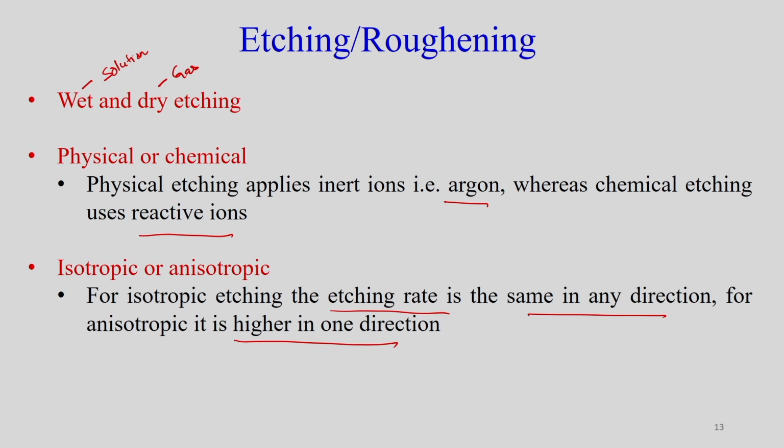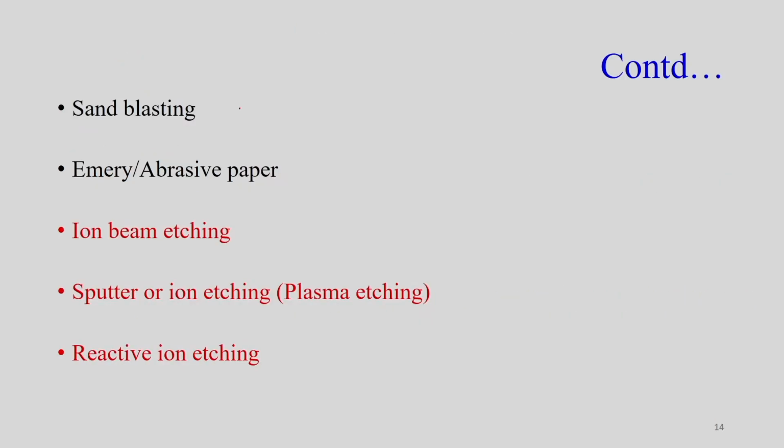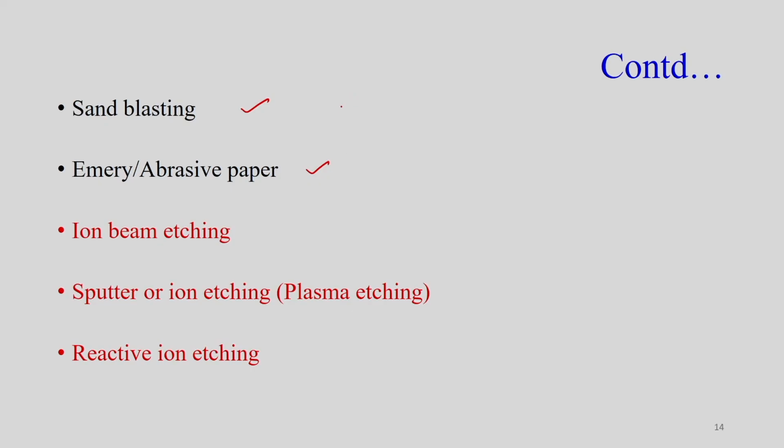So, for etching or roughening we apply different methods. Very simple is sandblasting, or you can use abrasive paper like emery paper. So, physically you can sandblast a surface, or we apply emery paper to get rough surfaces. Apart from this very simple physical method, we can also apply ion beams. We can apply sputter or ion etching, or you can say we can apply plasma for the etching, or you can apply reactive ions for the etching.